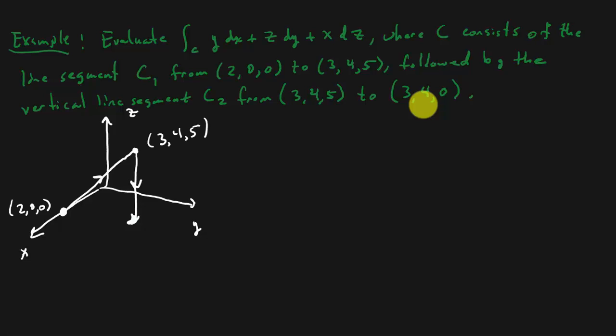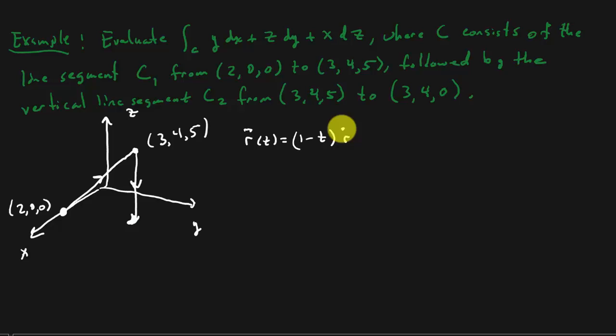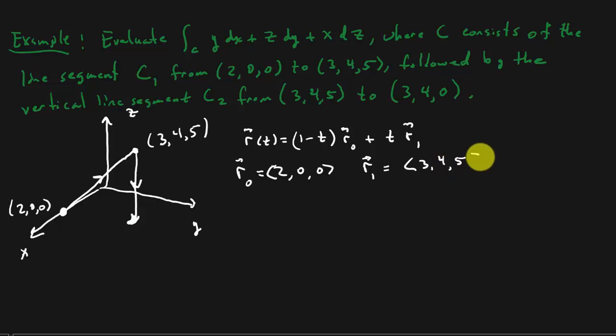All right, so let's get an equation for this line here. So that's just r of t equals (1 minus t) times r naught plus t times r1. And you can see here that r naught is equal to (2,0,0), and r1 is equal to (3,4,5). And then you do it just like you did earlier, like we did in that one example. So I'm not going to go through all that work plugging it in. So we get r of t is equal to (2 plus t, 4t, 5t).